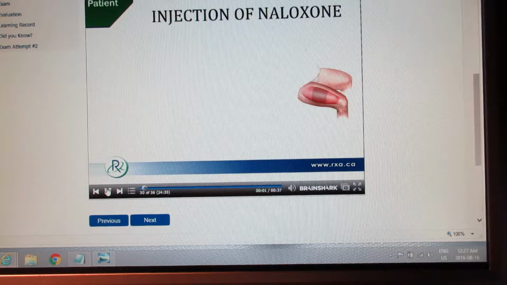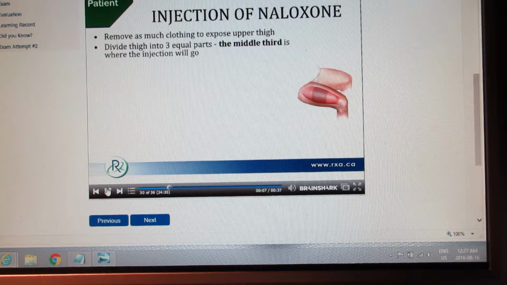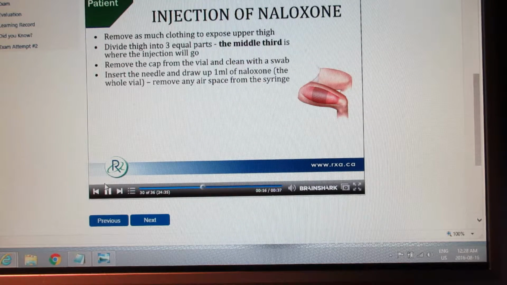M is for muscular injection of naloxone. Remove as much clothing as possible to expose the upper thigh. Divide it into 3 equal parts. The middle third is where the injection will go. Remove the cap from the vial and clean it with a swab. Insert the needle and draw up 1 milliliter of naloxone, which is the full vial.